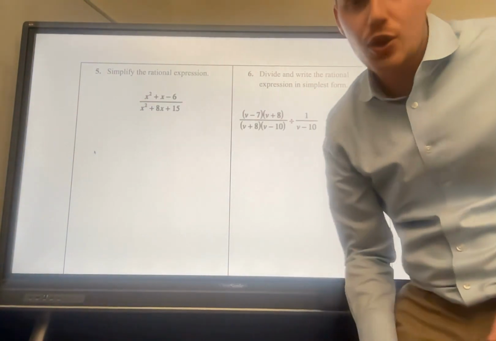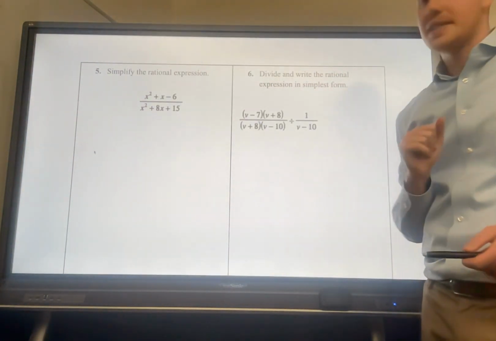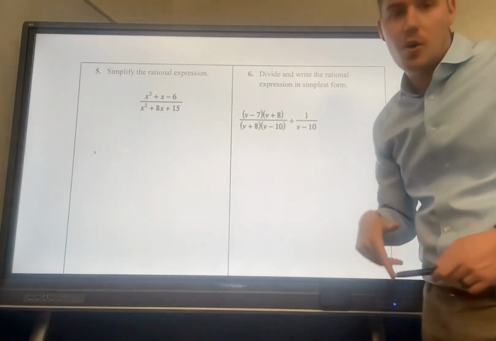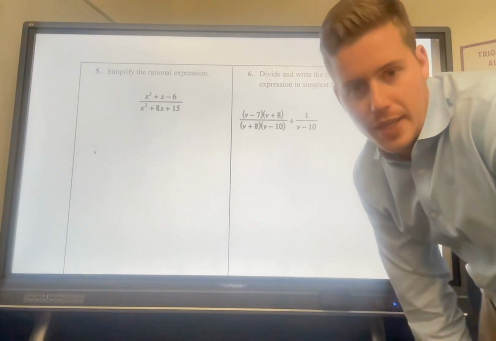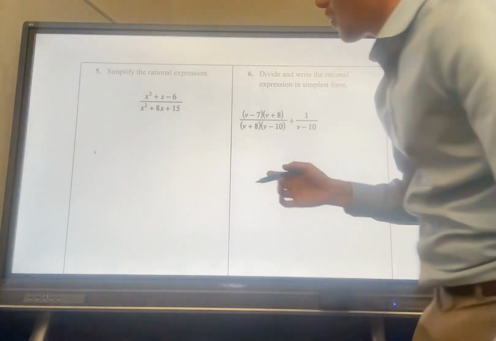All right, let's take a look at question number 5 together here, y'all. So we're looking at question 5. It says simplify the rational expression. And we've got a trinomial over a trinomial. Whenever y'all see a trinomial like that on your exam, I want you to think about using the x method and factoring. So let's write x method.